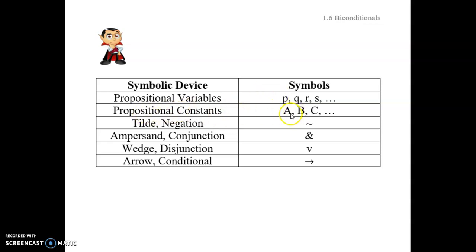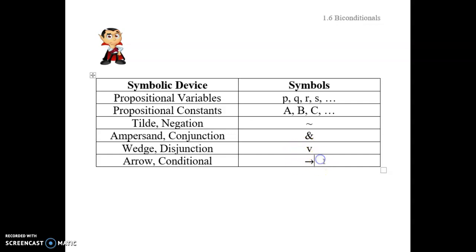We've introduced propositional constants, the capital A, the capital B, the capital C, with or without subscripts. We have as many of them as we need. Then we can symbolize negation with the tilde symbol, conjunctions with the ampersand symbol, or with the wedge symbol, and conditionals with the arrow symbol. So we've got all these symbolic devices floating around.